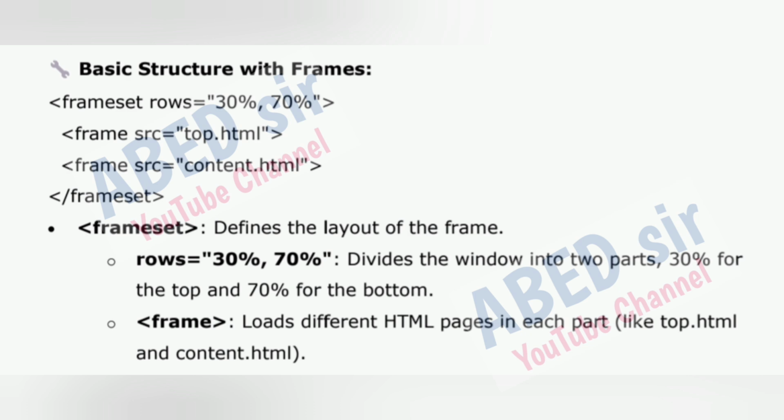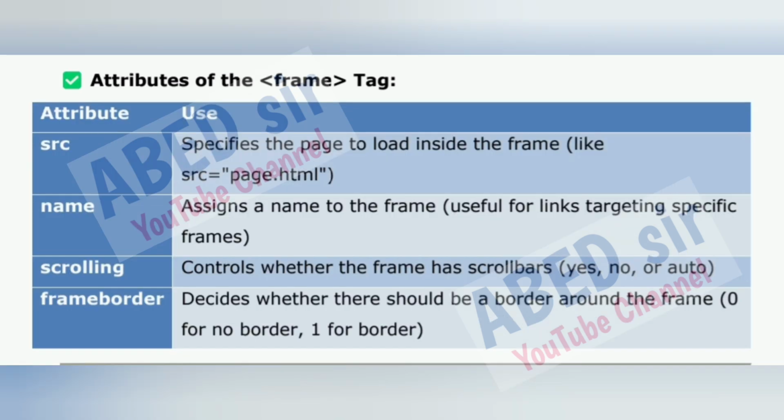</frameset>. Frameset defines the layout of the frame. rows="30%,70%" divides the window into two parts, 30% for the top and 70% for the bottom. Frame loads different HTML pages in each part, like top.html and content.html. Attributes of the frame tag. Attribute, use. src specifies the page to load inside the frame, like src="page.html".